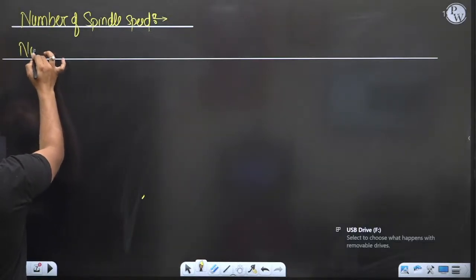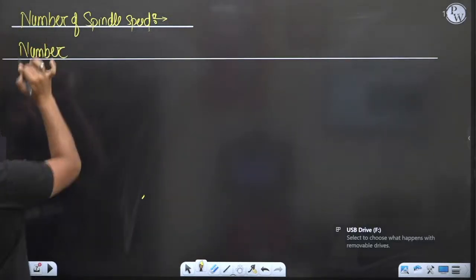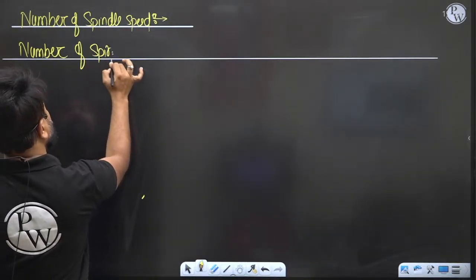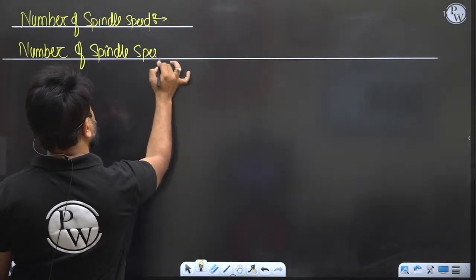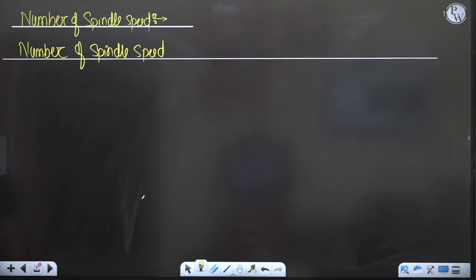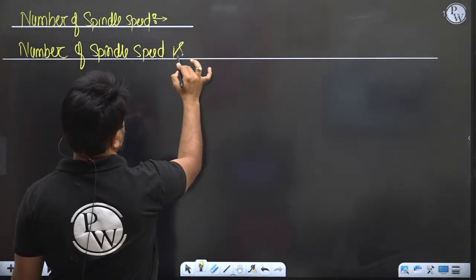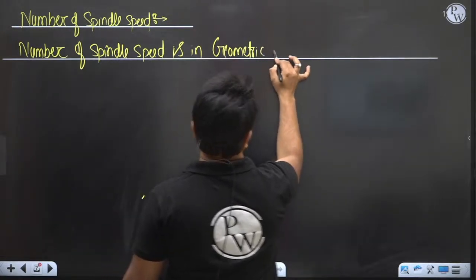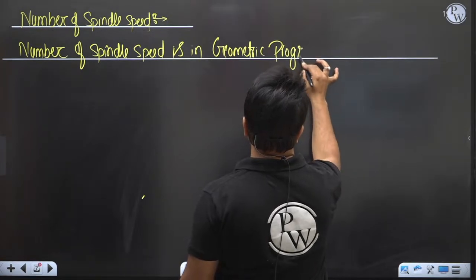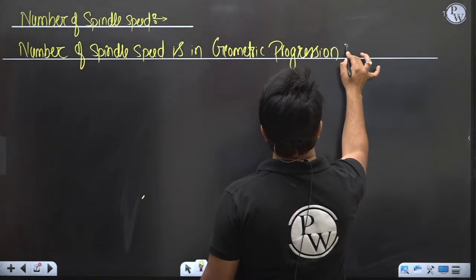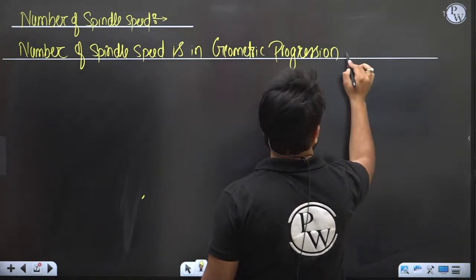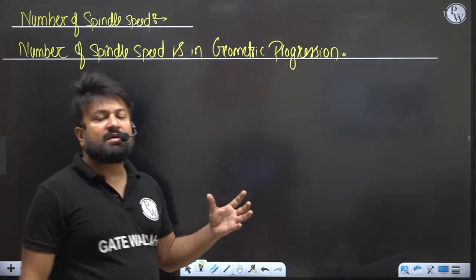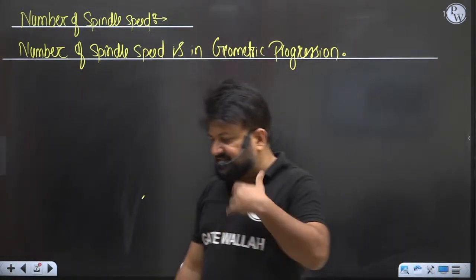Number of spindle speeds is in geometric progression. Is that clear? Suppose that you want to increase your speed in 6 steps.